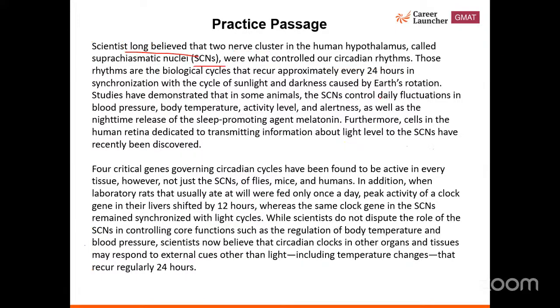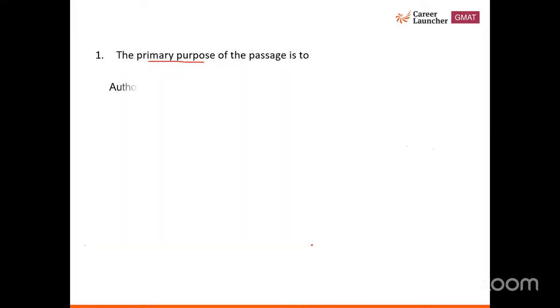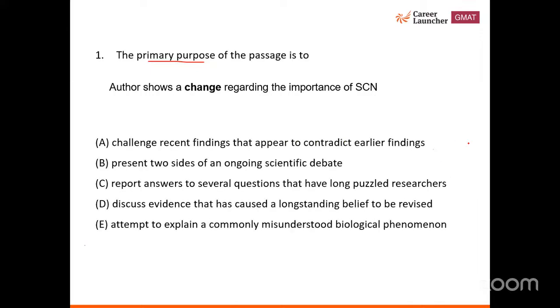Now, all of these words are in the same direction, the only transition that I get here is this one. While scientists do not dispute SCNs, scientists now believe. So look at that. When it says long believed, now they believe that something else is also responsible, right? So there you go. Clearly, the author is trying to show a change with respect to the importance of SCN.